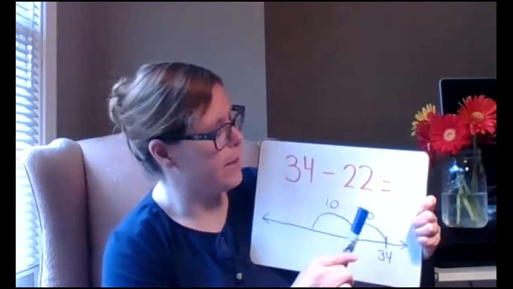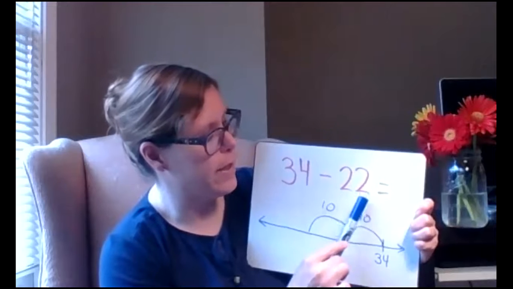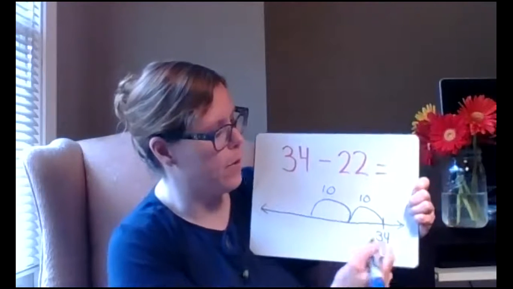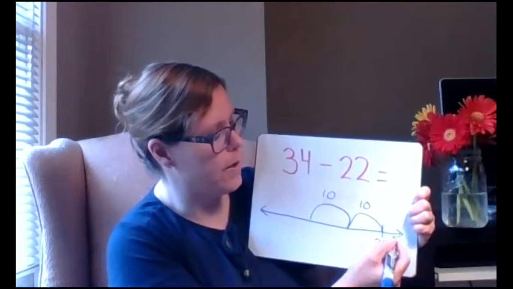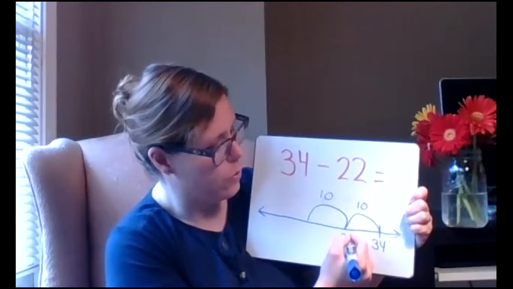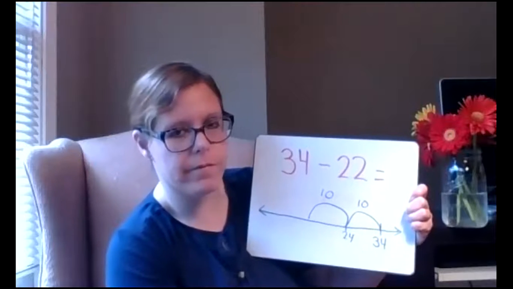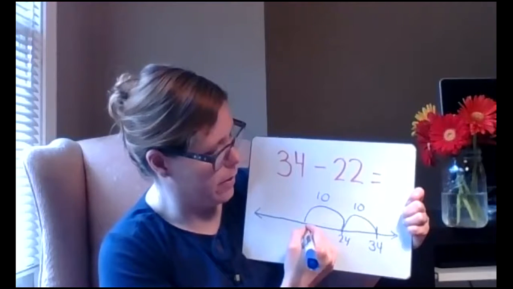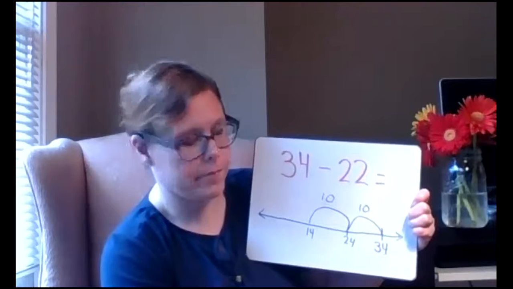But we're not done. We also are going to need to take away some 1s, okay? So let's start here with our 10s though. We started at 34 and jumping back 10 is 24. We're not done yet. Jumping back 10 more is 14.